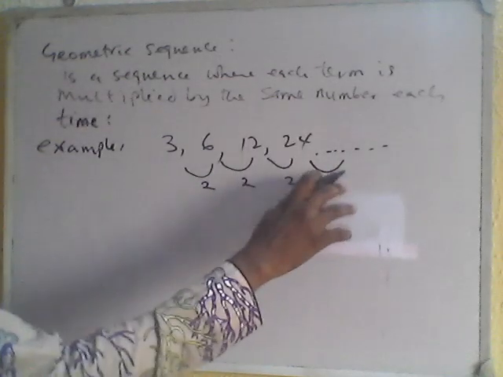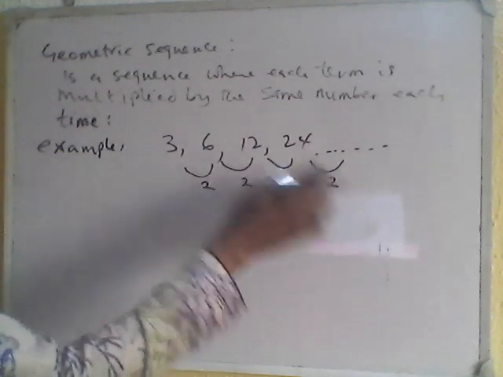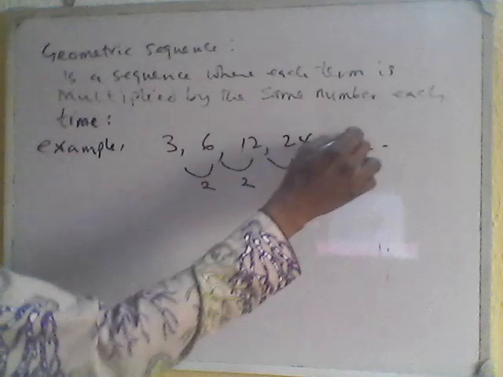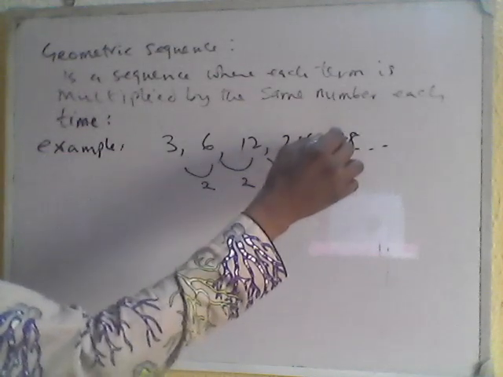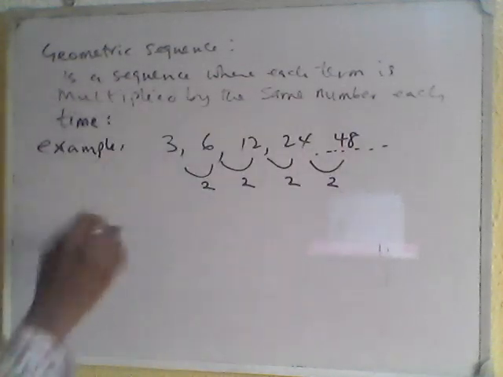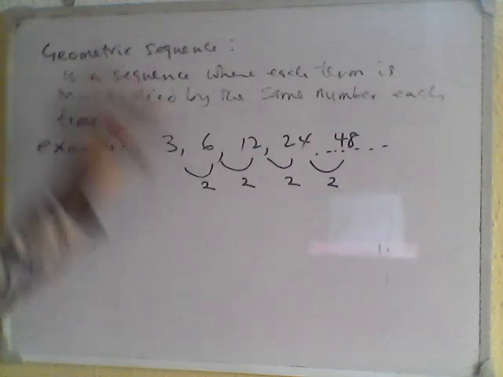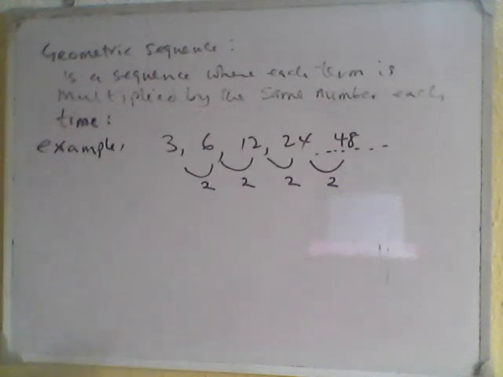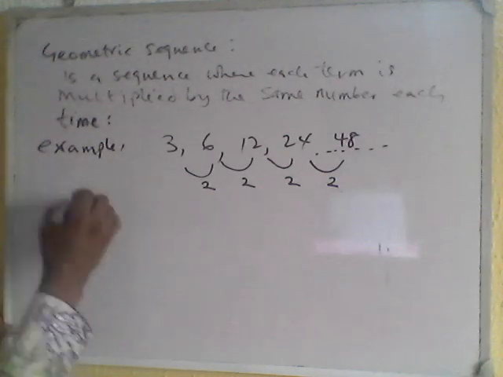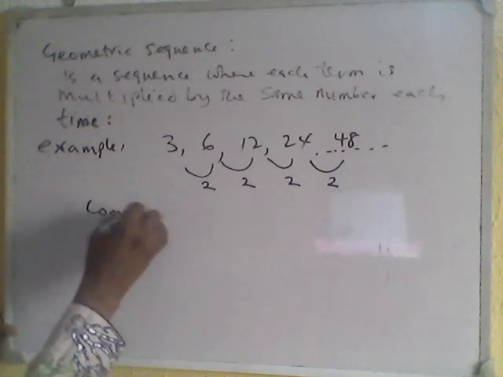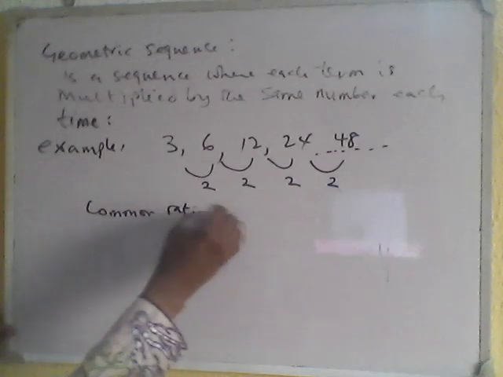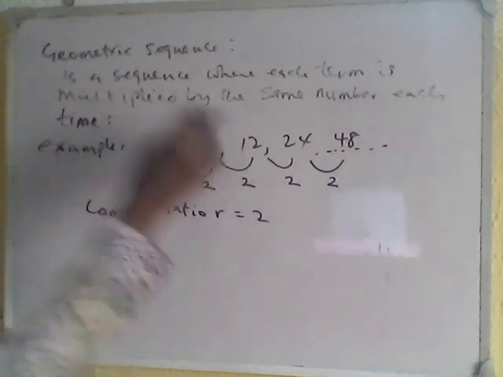So what will I do to get the next term? If I put a 2 here, that means I'm going to multiply 24 by 2 to get 48, such that if I divide 48 by 2, I get 24. So you see that the characteristic of a geometric progression is that each term is multiplied by the same number. This same number by which we multiply each term is known as the common ratio. The common ratio r is 2 for this particular case.